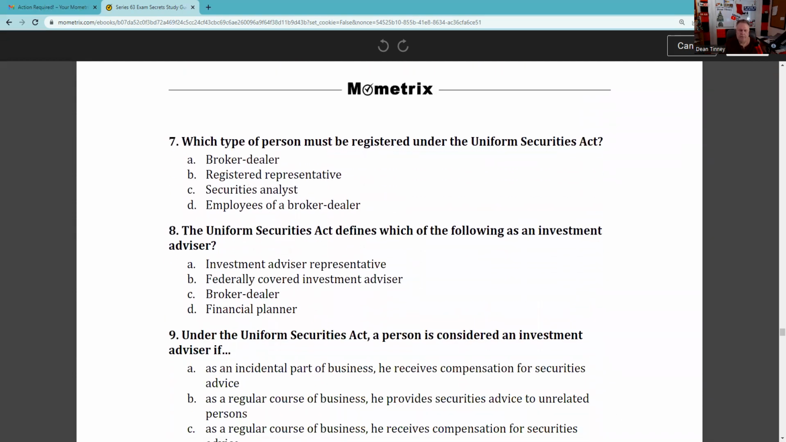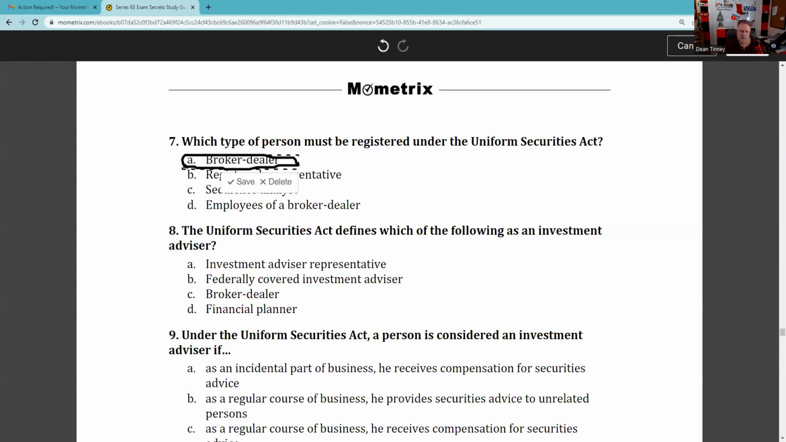7, well, which type of person? Now, remember, this doesn't mean a living, breathing human being. It could be either a natural or unnatural person. So what type of person must be registered under the Uniform Securities Act? A broker-dealer, a registered rep, a securities analyst, an employee of a broker-dealer. So, I think the registered reps on the test would be agents. It doesn't say agent. So you will not see the term registered rep on the test. You'll see the term agent. So that being the case, we're going to go for A.